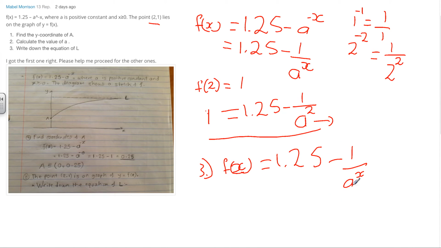So if a is an integer, this means that as x becomes bigger, what happens to this number here? So as x becomes bigger, this number decreases. Know that if the denominator keeps on increasing, getting bigger and bigger, the value of that fraction as a whole keeps decreasing. So if this number decreases and approaches 0, this means that our f of x will just be 1.25. So that means our line L, which is the horizontal asymptote, is going to be equal to 1.25.